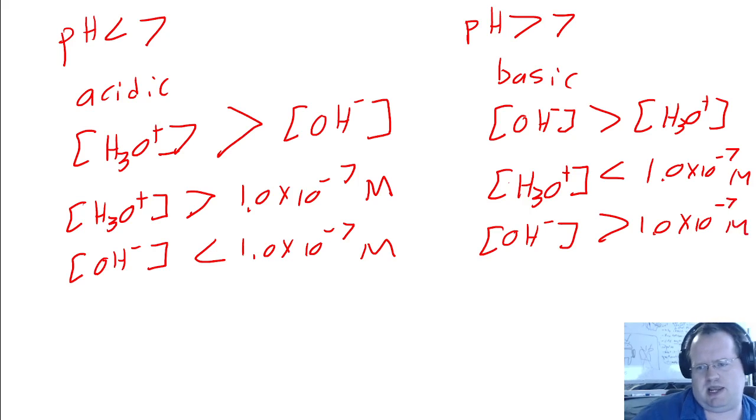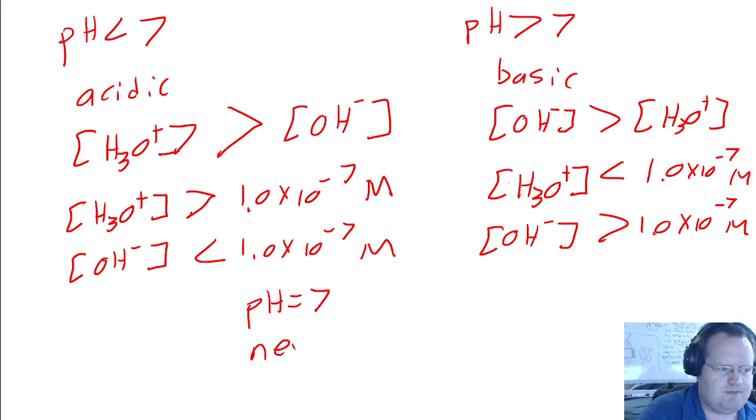The most important part here is you should be able to be given an H3O+ or an OH- concentration or a pH, any of those three pieces of information, and you should be able to be asked, is this solution acidic, basic, or is it neutral? Which is what we get at our pH equals 7. And you should be able to tell that.